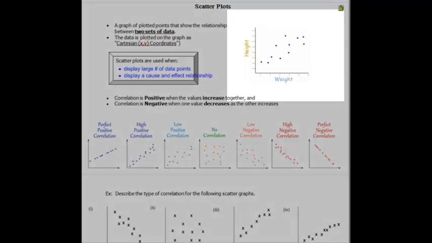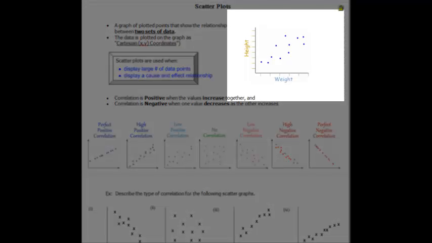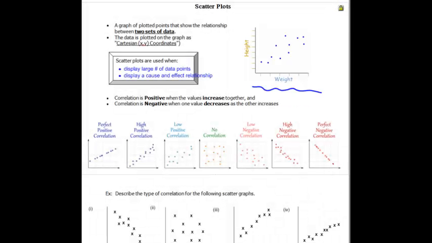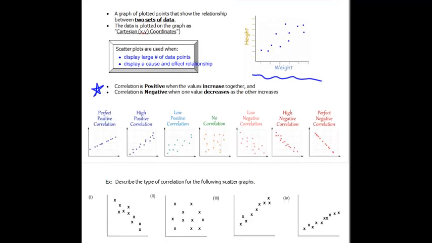If you look at the graph to the right here, it's comparing height to weight. And there may be a cause and effect or there may not. And that's what we're trying to look at with a scatter plot. Now, correlation is how they relate to one another. This is their relationship. So when we talk about correlation here, the correlation is positive when the values increase together, like our graph to the right. Correlation is negative when one value decreases as the other increases, and we'll look at that down below.